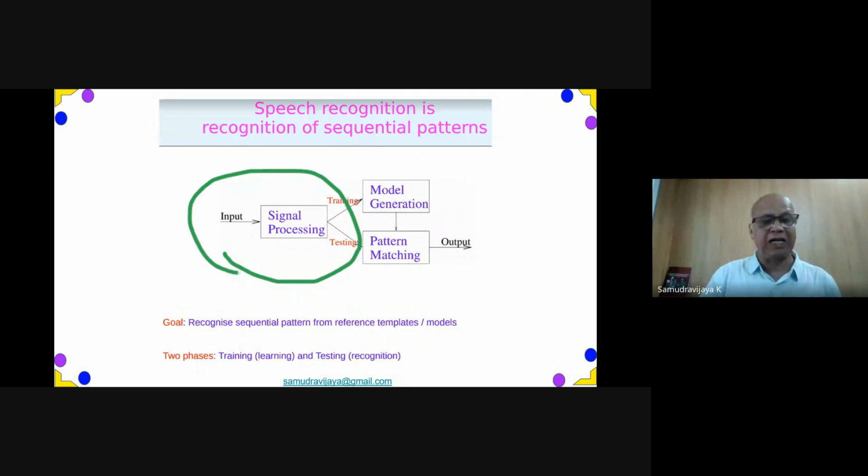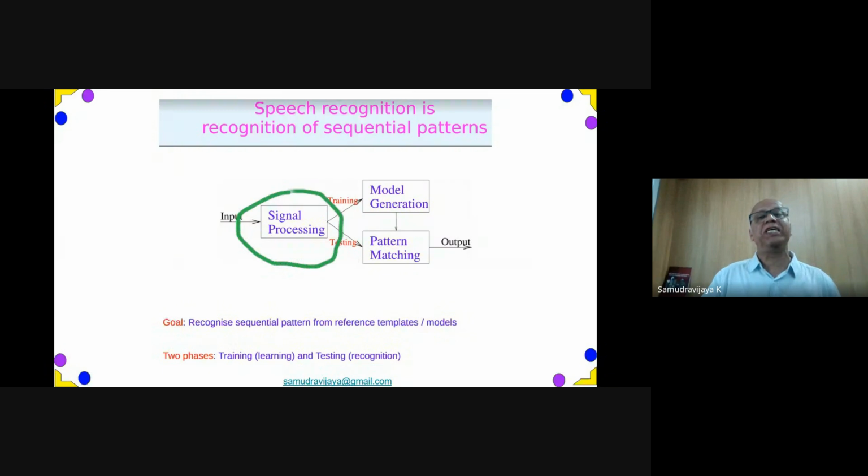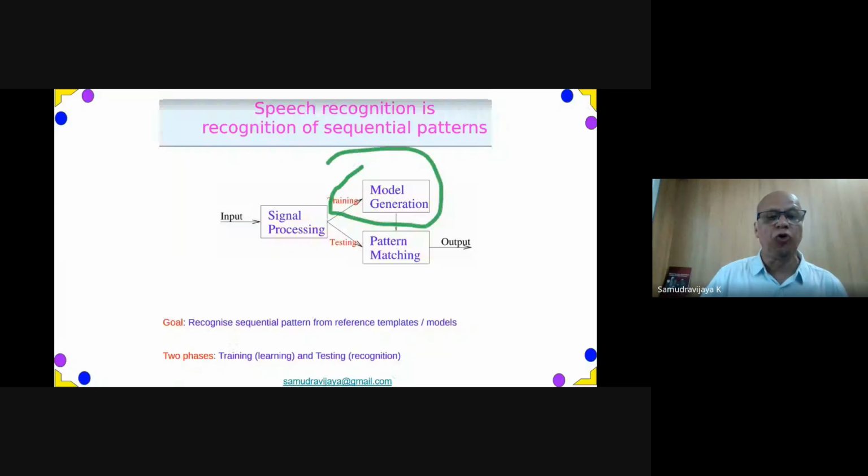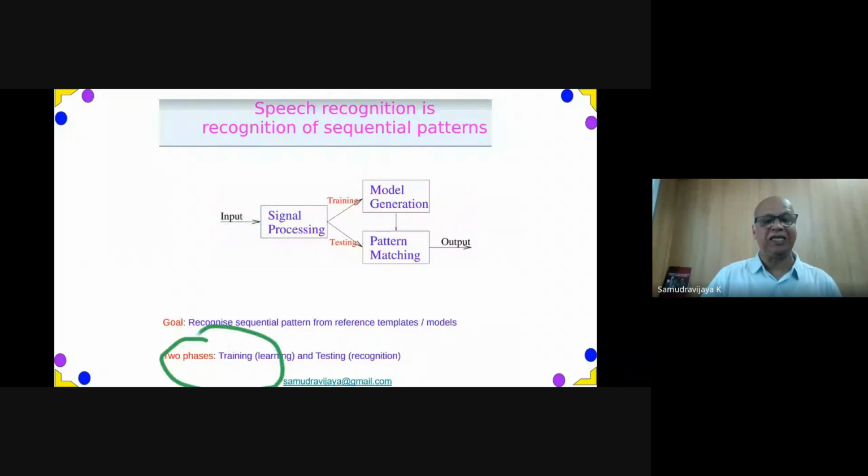Let's say several examples of the sound A are given, from whose waveform features are extracted which will distinguish A from E and U and so on. And using that, a model is trained. Once it is trained, that trained model can be used to recognize whenever a new input comes. So there are two phases: training, that is learning, and testing, that is recognition.